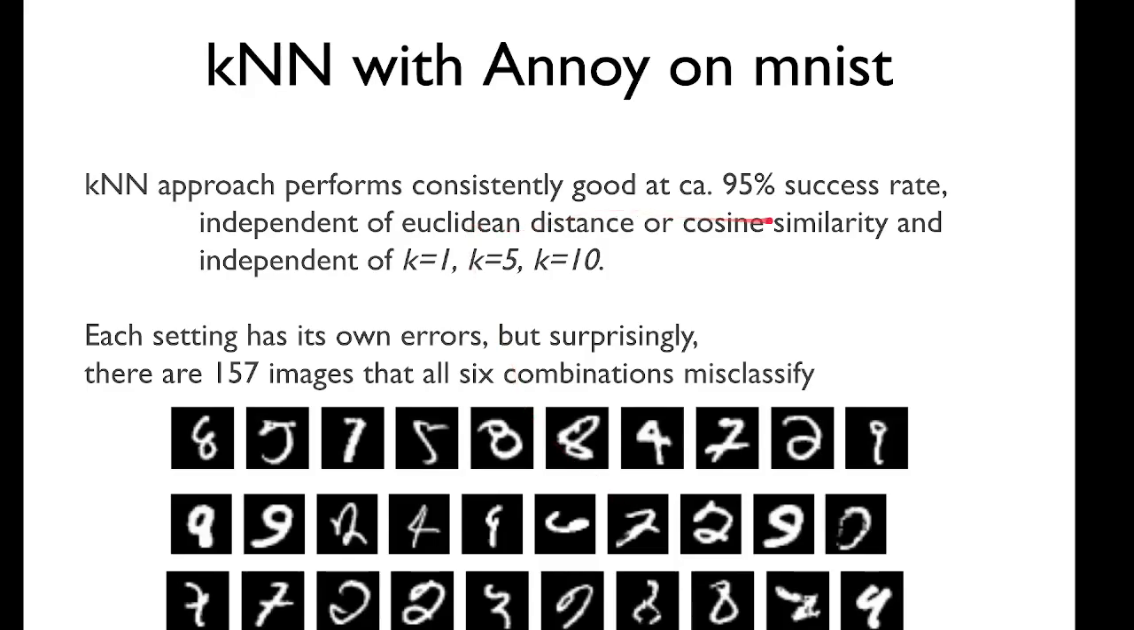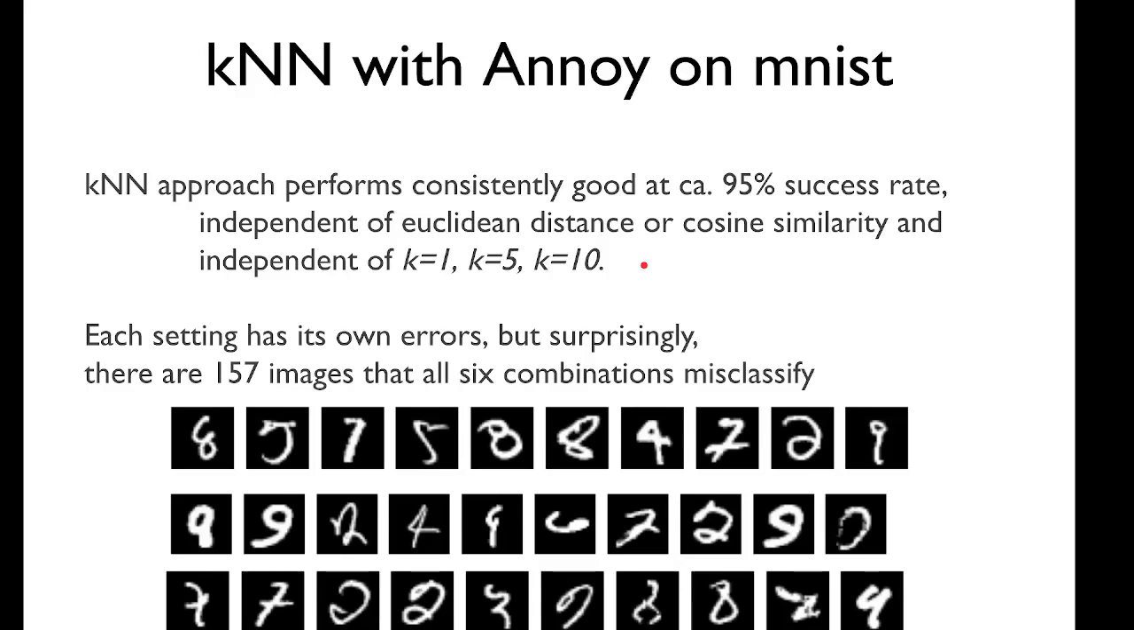Now, interestingly, despite changing the distance measure between Euclidean and cosine similarity, despite changing the k from 1 to 5 to 10, the overall success rate remains at 95–96%. The differences are really very, very small. That's quite interesting. And it turns out that a huge part of the images in MNIST is really very easy to classify, because in their direct vicinity, no matter whether you take Euclidean or cosine similarity, they have images of the same label.